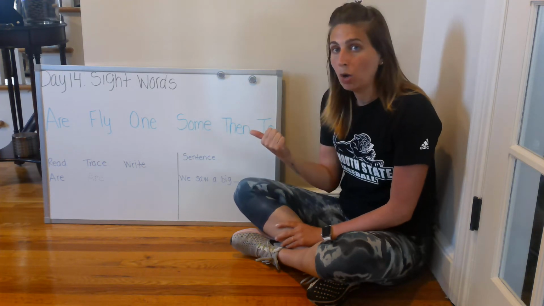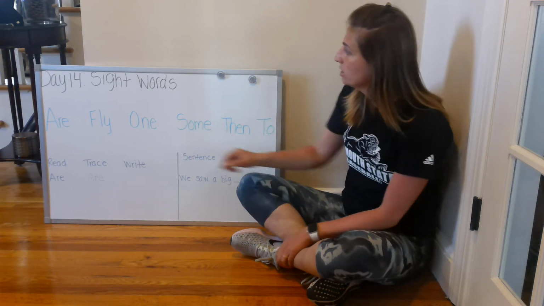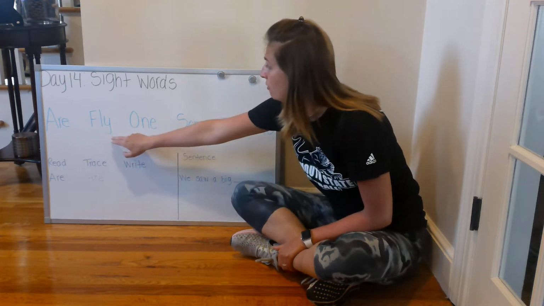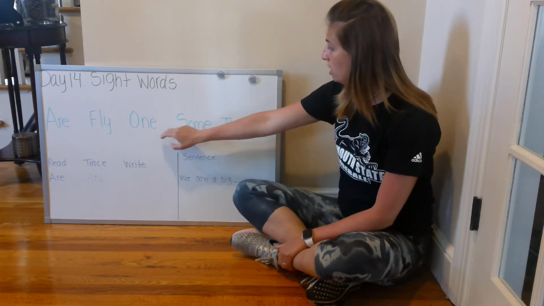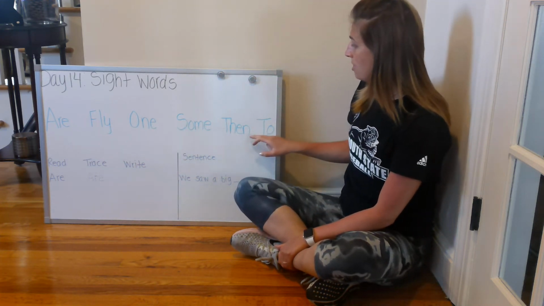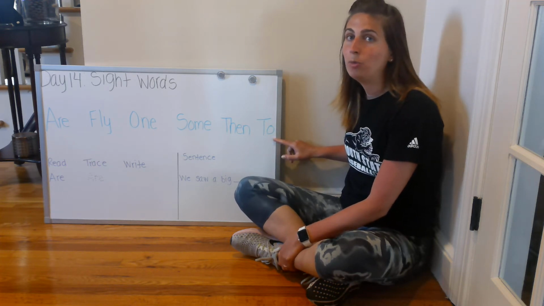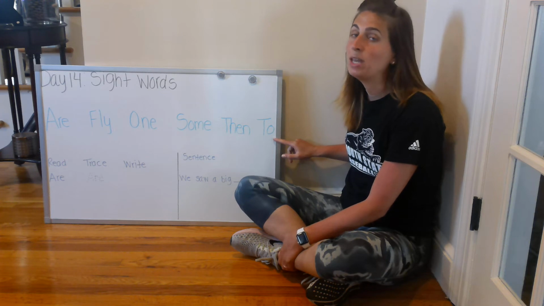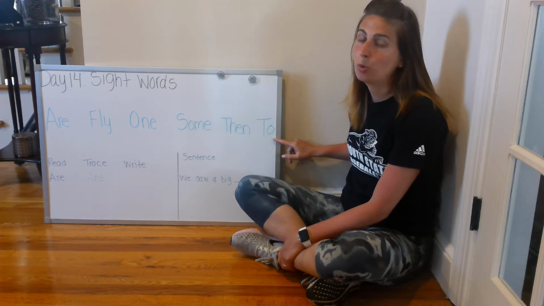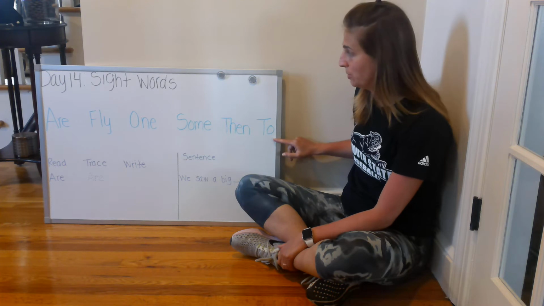You can say them along with me or repeat back after me, starting with are, fly, one, some, then, and two. And two should be a sight word that you are familiar with since we've been practicing it when we've been at school, and it's also hung up on our word wall in our classroom.